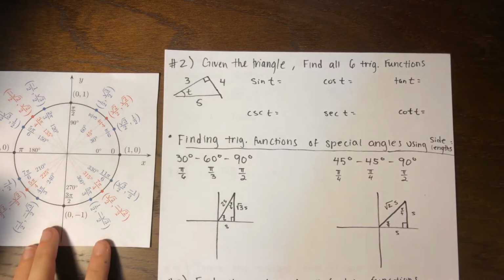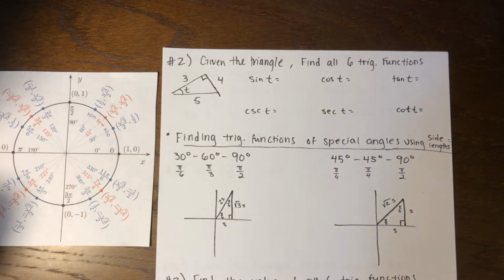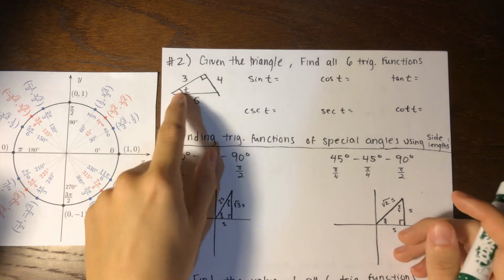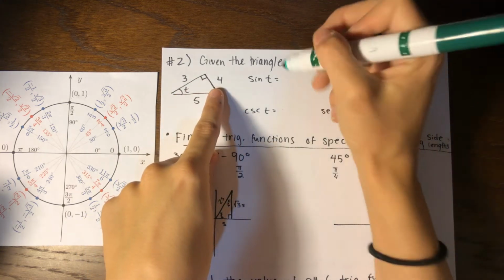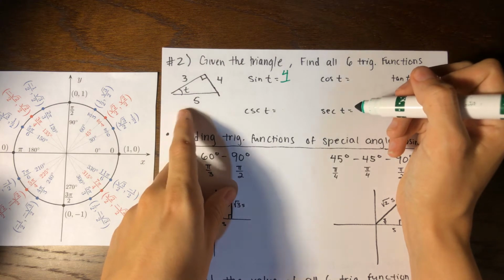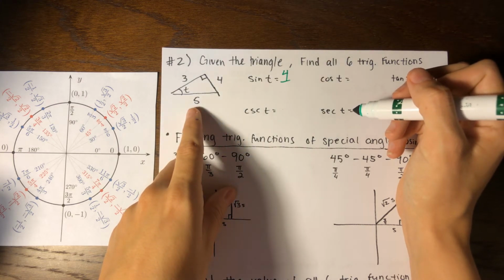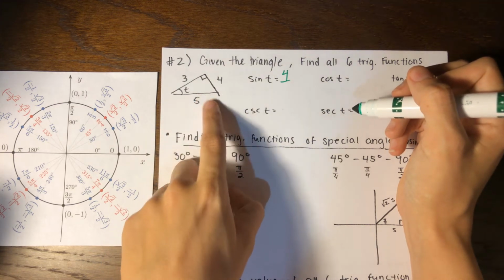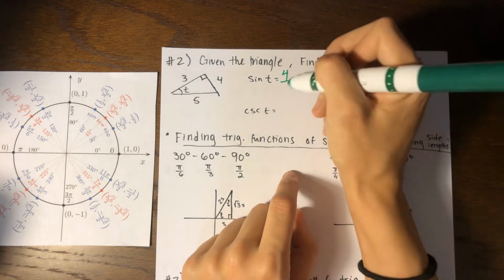Number 2, given the triangle, find all 6 trig functions. So we need to find sine. Remember, sine is opposite over hypotenuse. So here's our angle. We're going to go opposite, which is 4, over our hypotenuse, which is going to be 5. Let me make sure. Yeah, it's not really slanted. I did a bad job of that. Okay, but 4 over 5.